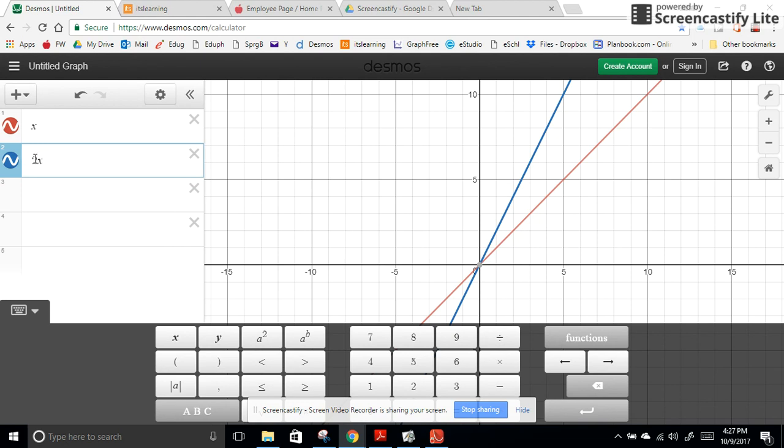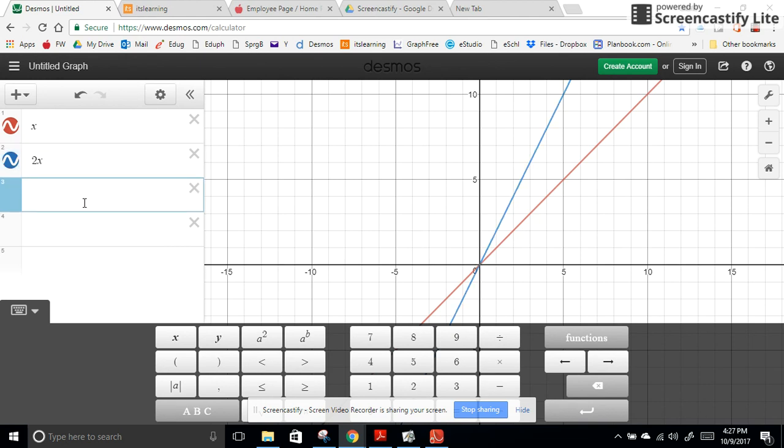Okay, 2x. Outside parameter change, it's multiplication, so we can see that it caused this line to stretch up. It got closer to the y-axis in both directions. See right here, it got closer to the y-axis here, it got closer to the y-axis right there. It's called a vertical stretch.